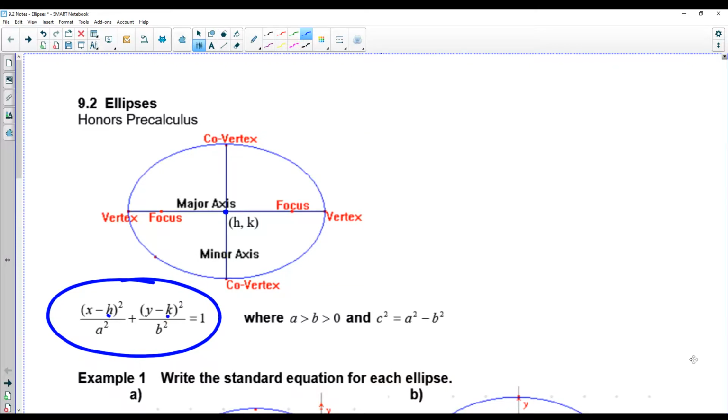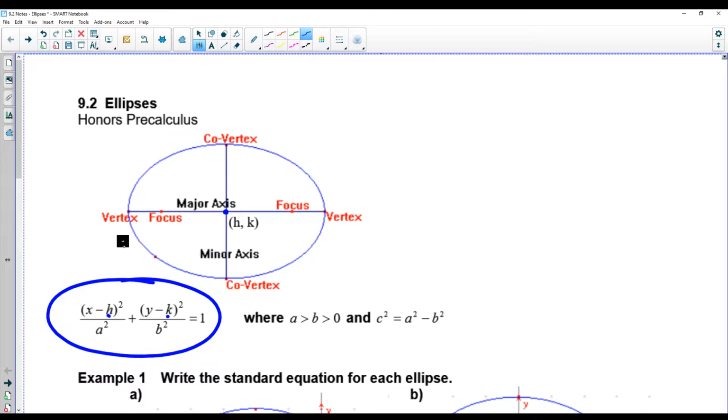Looking at the ellipse right here, it has a big hole, just like all of us have a big hole in the center of us. And this hole happens to have a center, (h, k), which was just pulled out of the equation. That's where it comes from.